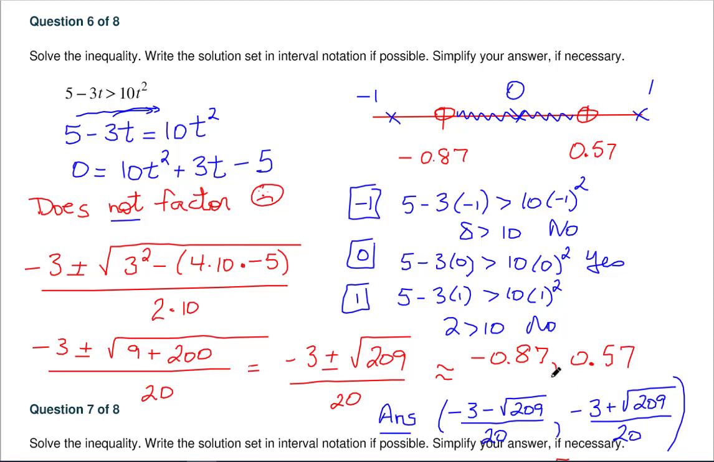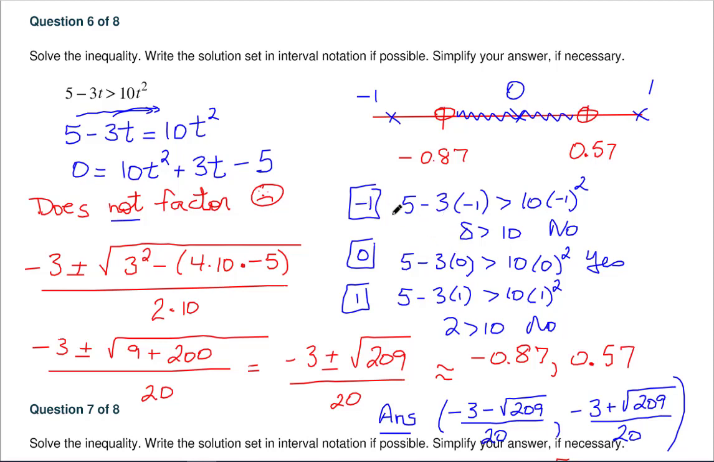Why did I do that? Well, I did that because I need to figure out how do I pick my test numbers. Why are they open dots here? Well, they're open dots because our inequality did not have an equals. All right, so I'm going to pick minus 1. I'm going to pick 0 and 1 and simply plug it back into the original.